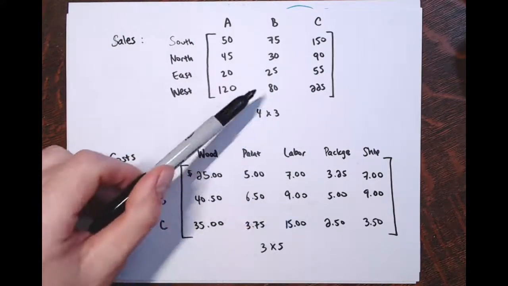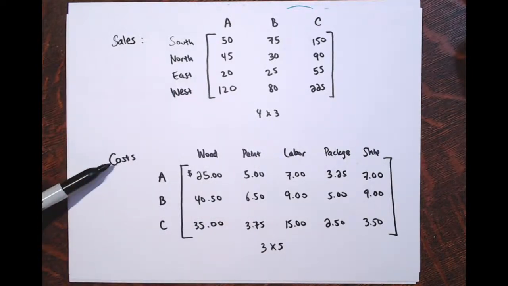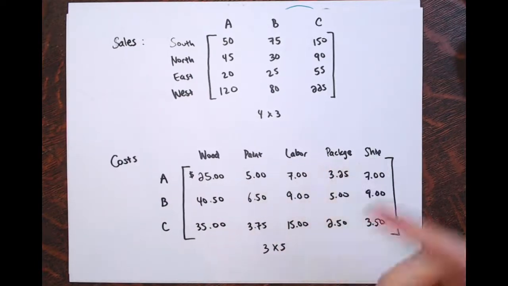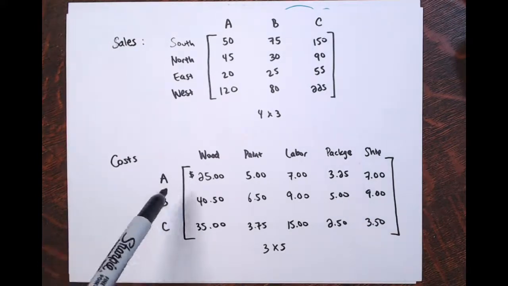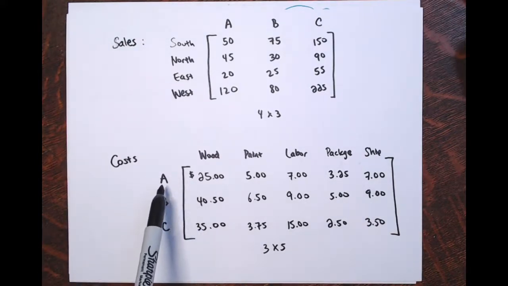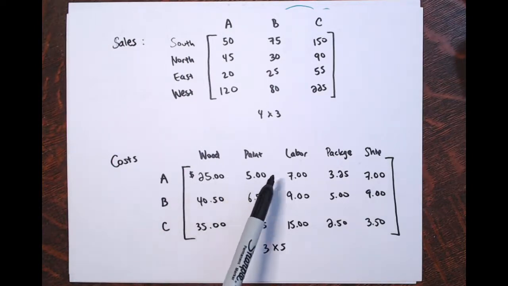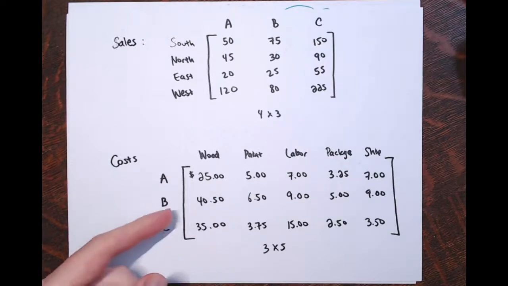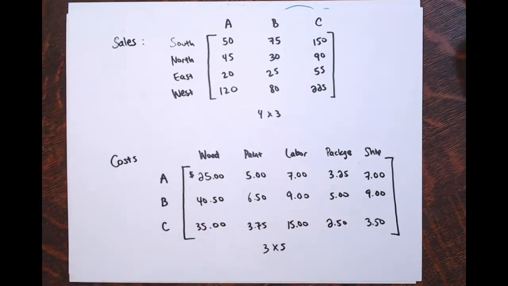And that's a 4 by 3 matrix. And then we had a matrix representing the costs. What did it cost to make and ship? Your cost for the materials to make product A, the labor to make it, the packaging, and the shipping of these products. So this is for each item of product A. Every item of product A costs $25 for the wood, $5 for the paint, $7 for the labor to make it, $3.25 for the packaging, and $7 for the shipping. And that's for one item of product A. Same thing goes for one item of product B, one item of product C.